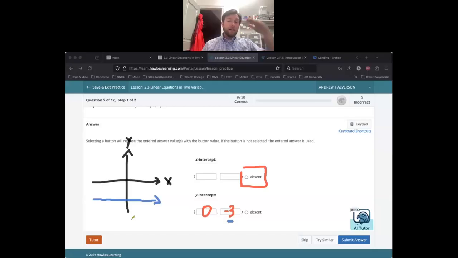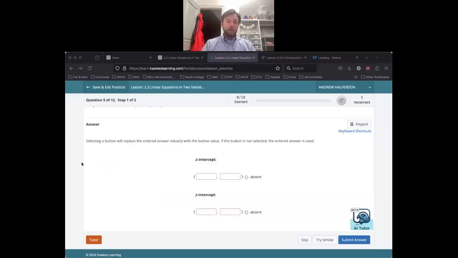A line that doesn't have an x-intercept but has a y-intercept is a horizontal line. A horizontal line, because it never crosses the x-axis. It's parallel to it, so it's horizontal. Any horizontal line would be that way. And vice versa.